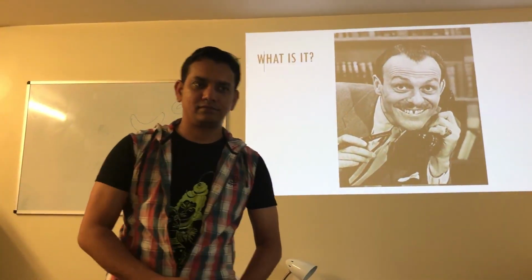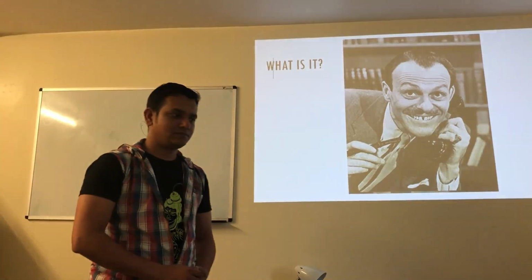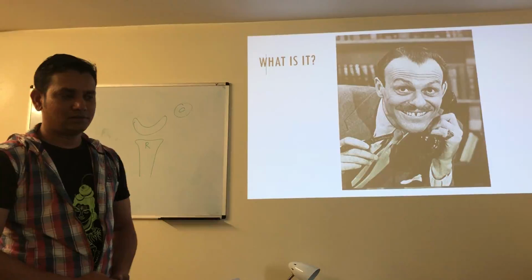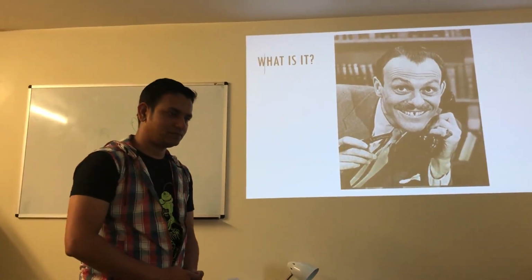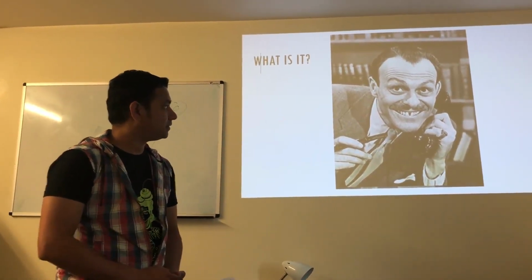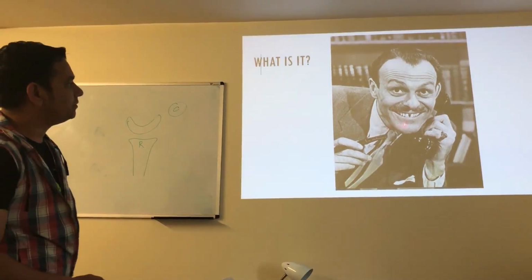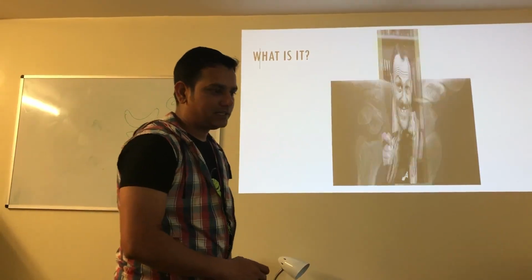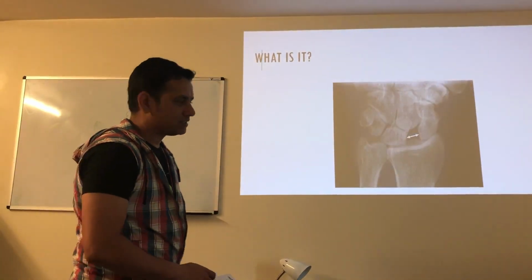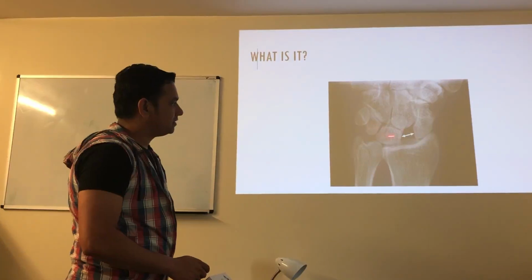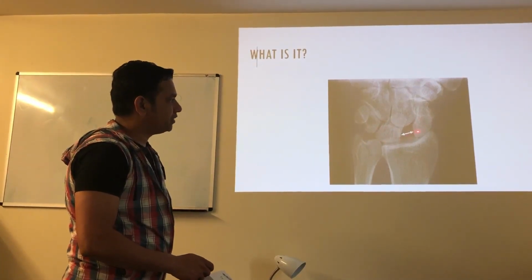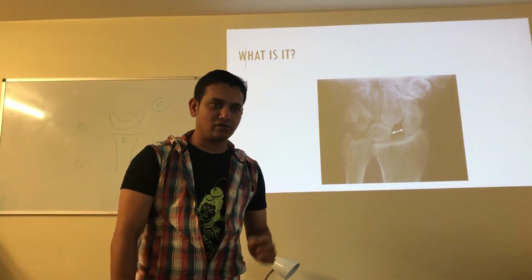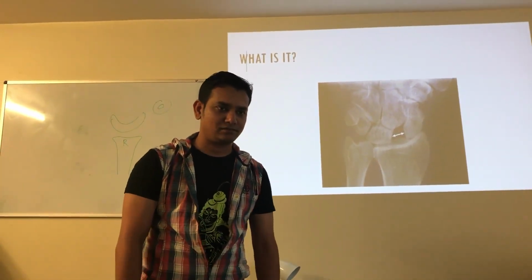Who is this? Who's this? Yeah. Or what is it? The gap between the teeth? Oh yeah, the gap between the teeth. It is Mr. Terry Thomas. Terry Thomas sign. Scapholunate dissociation. This is your lunate bone. This is scaphoid. When the gap increases, it is called scapholunate dissociation, and the sign is called Terry Thomas sign.